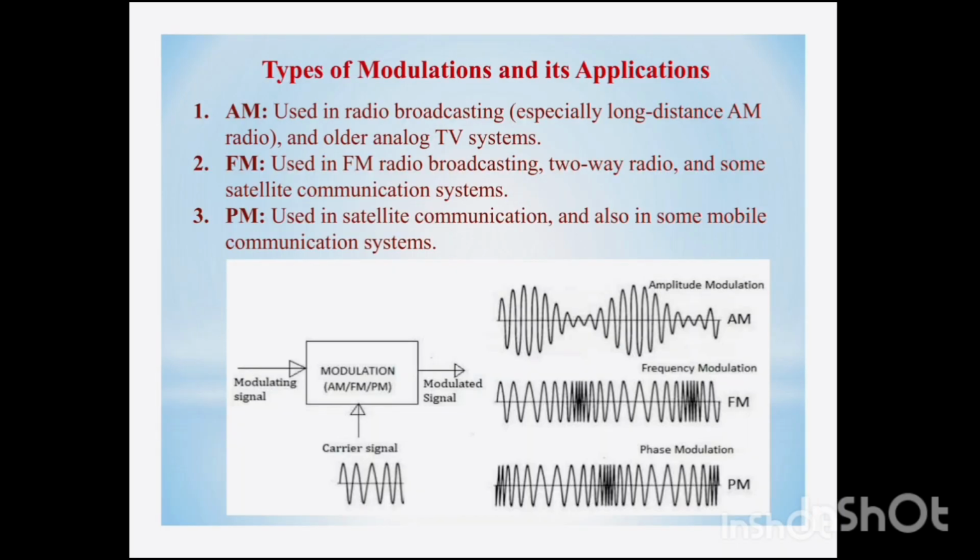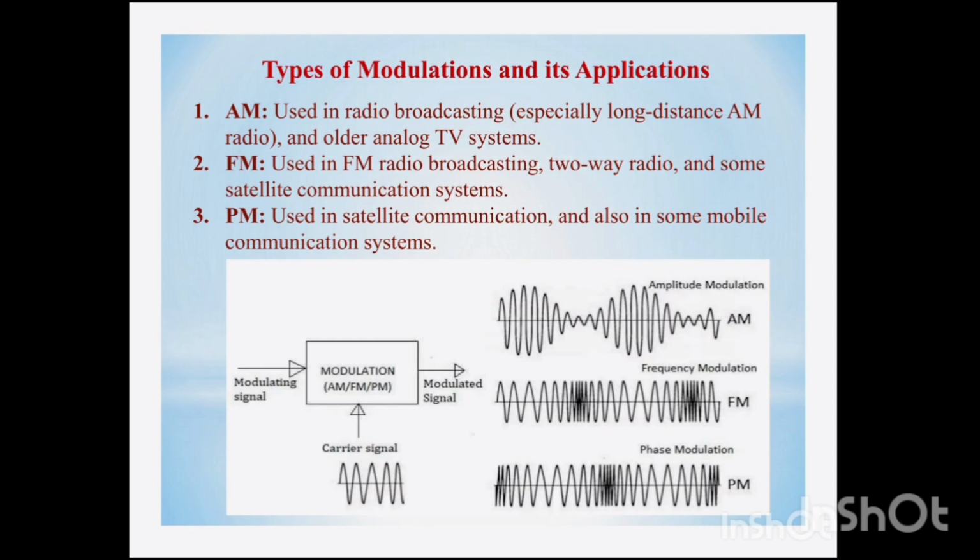There are three types of modulation: AM, amplitude modulation, frequency modulation and phase modulation. As shown in the figure, in amplitude modulation the amplitude of the carrier signal will vary according to the amplitude of the input, that is the baseband signal, and it is used in radio broadcasting for long distance AM radio. It was also used in older analog TV systems.